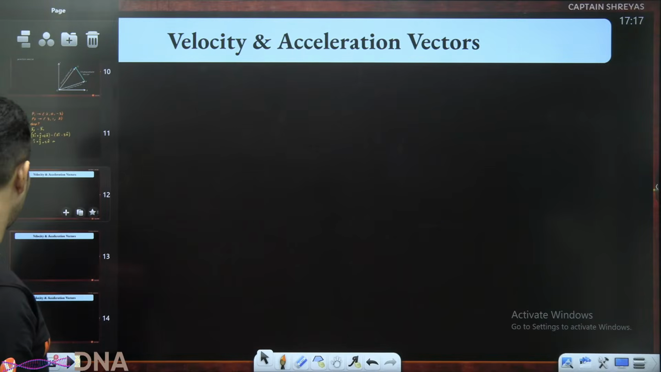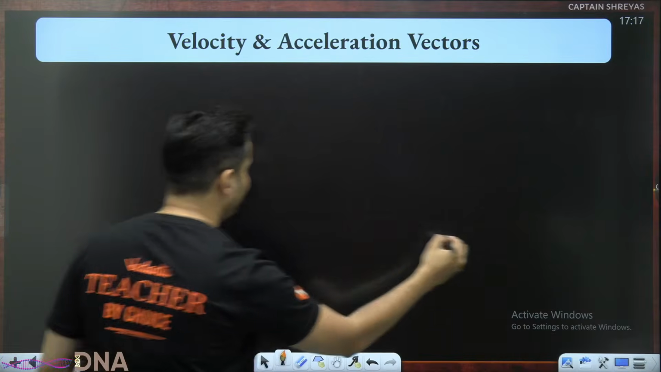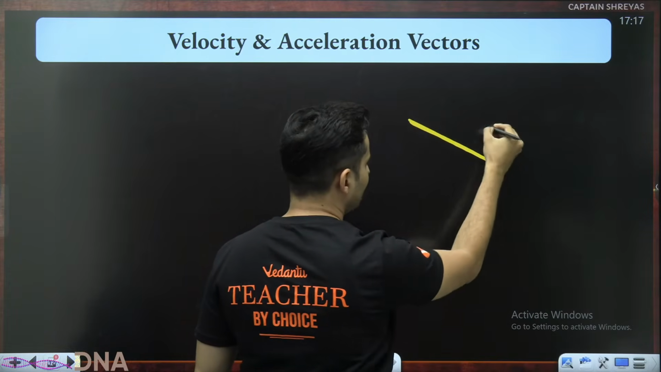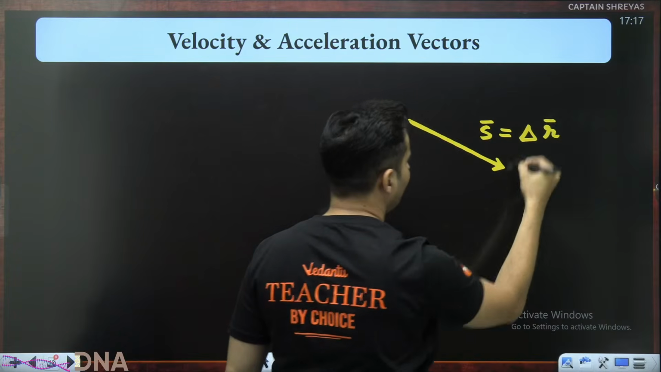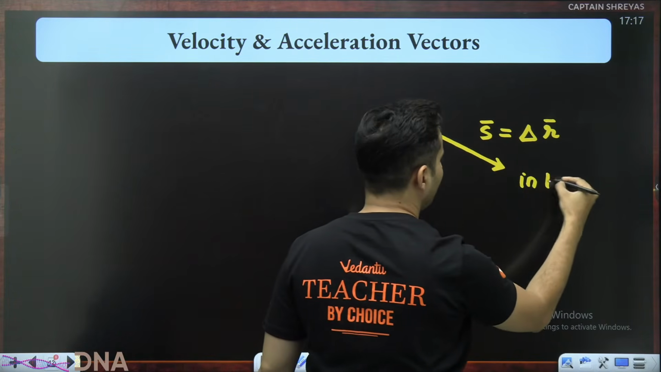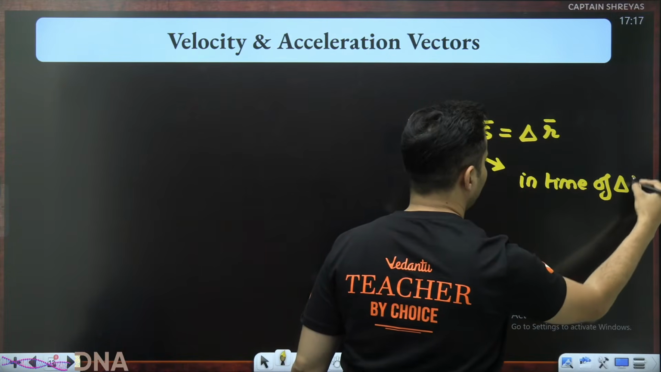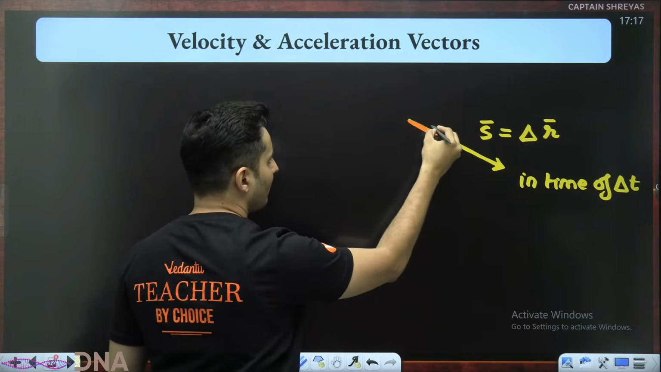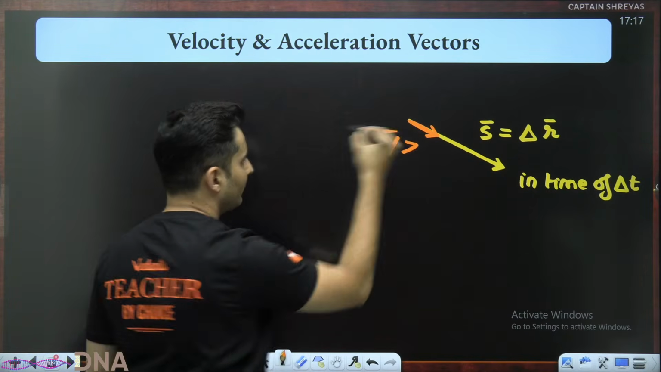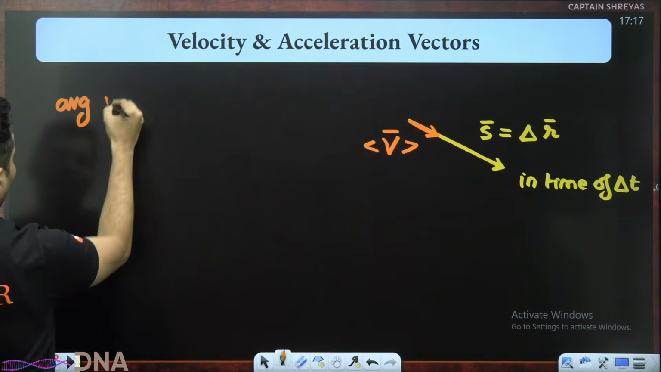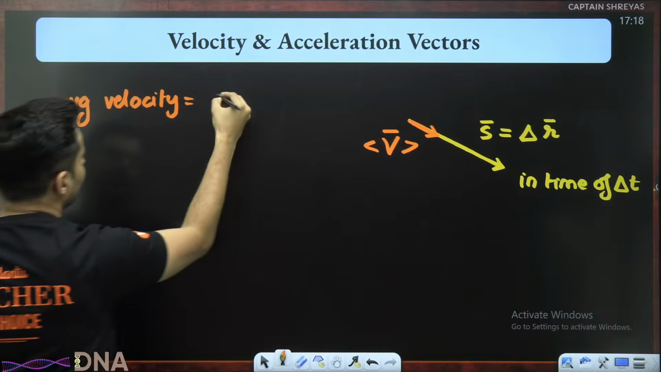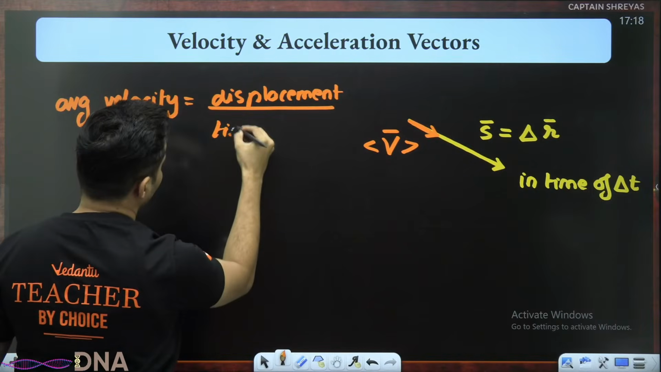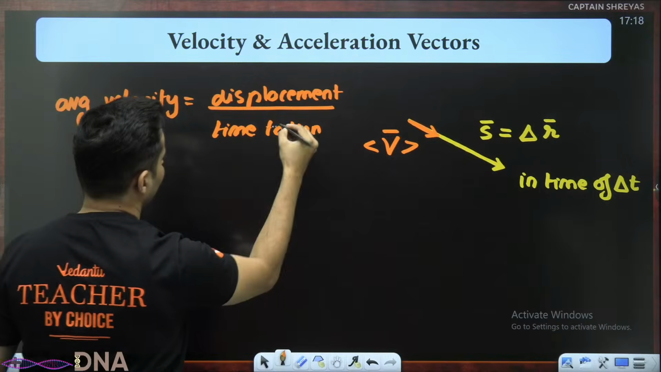So let me just create some more slides. If I want to find, okay, listen, this is the displacement which we just figured out, which is nothing but delta r, and this occurred in a time of delta t. Then I can write the average velocity. What is it? The average velocity is how much displacement has been done upon the time taken for the displacement.